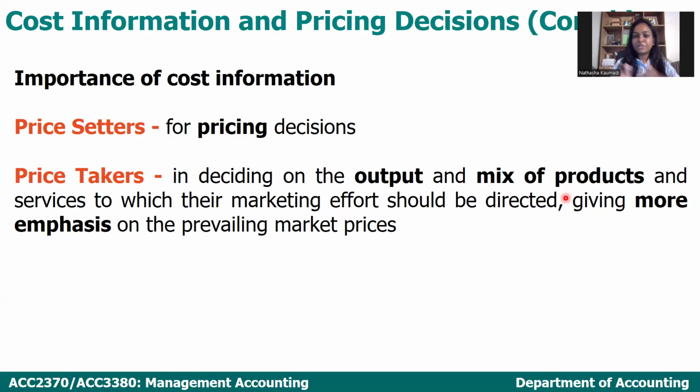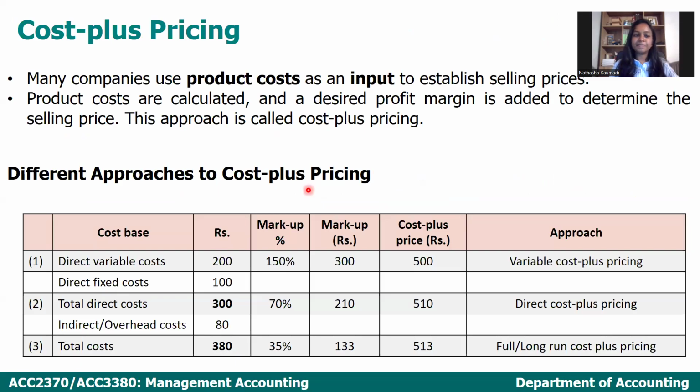Right. So those are two different scenarios, right? For price setters, directly for pricing decisions, cost information is important. But for price takers, not for pricing decisions, because already the price is decided. To decide decisions on output and the mix of products. කොච්චරක් හදනවද? or එක products වලින් කොච්චර හදනවද? To make that decision, cost information is important. So remember why the importance. Right. Moving on to the next subtopic.